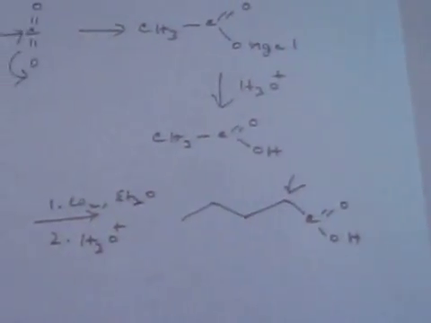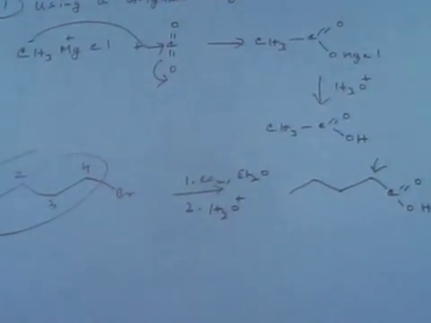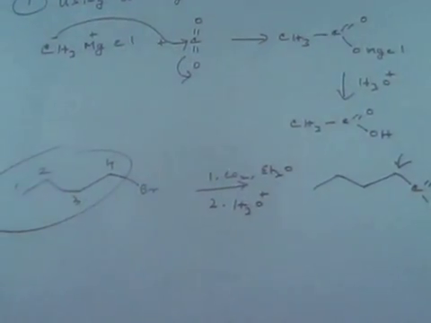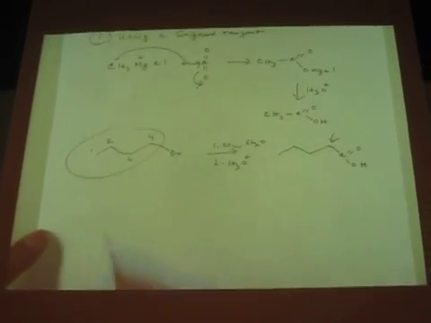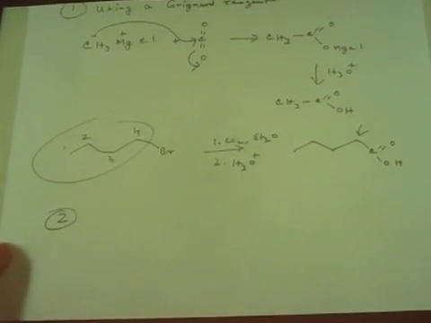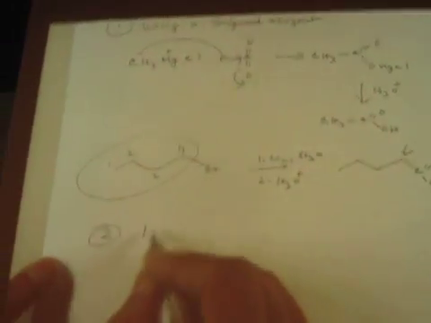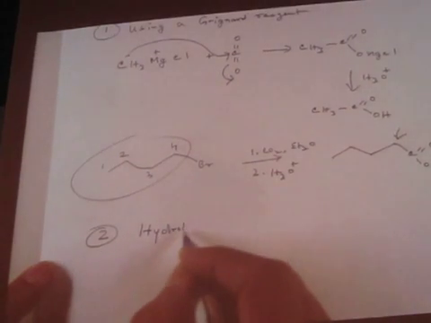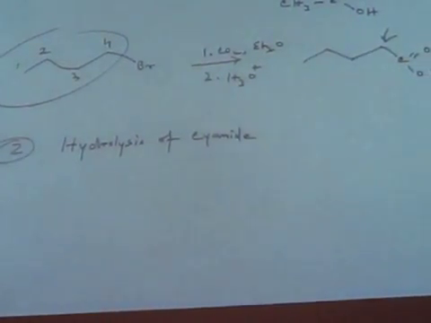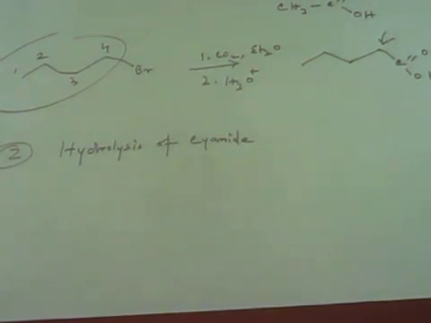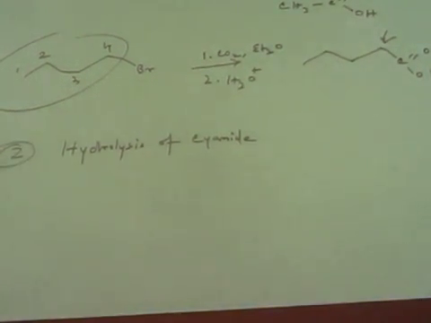Okay. So this is a common method of using carbon dioxide to introduce a carboxylic acid group to an alkyl halide or similar type of compound. The second method is hydrolysis of cyanide. The hydrolysis of cyanide actually allows you to also introduce a carboxylic acid group.